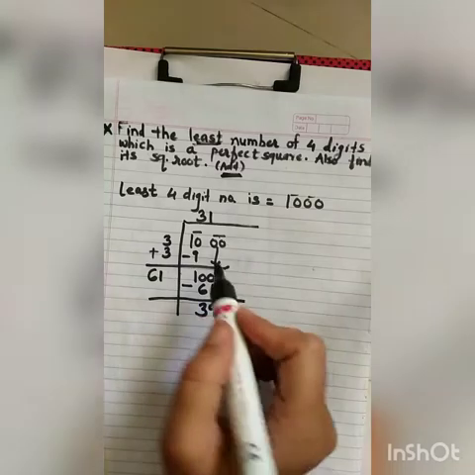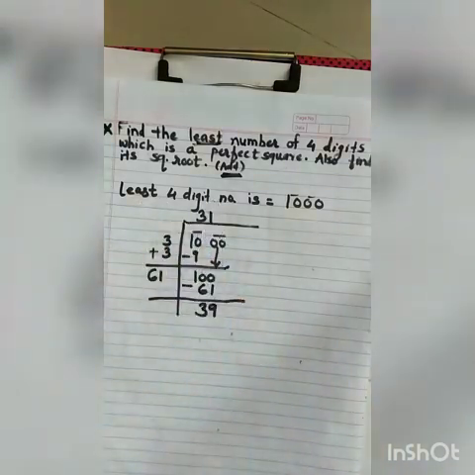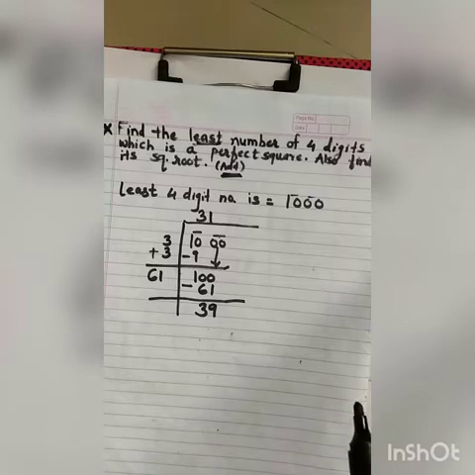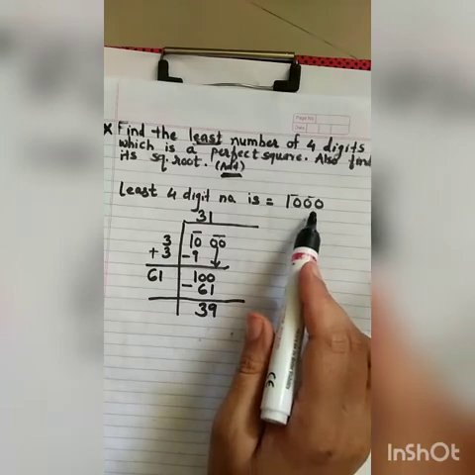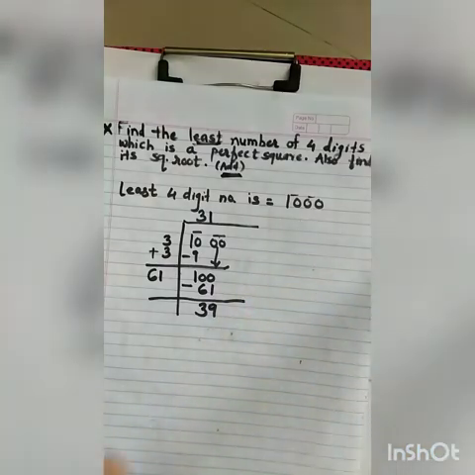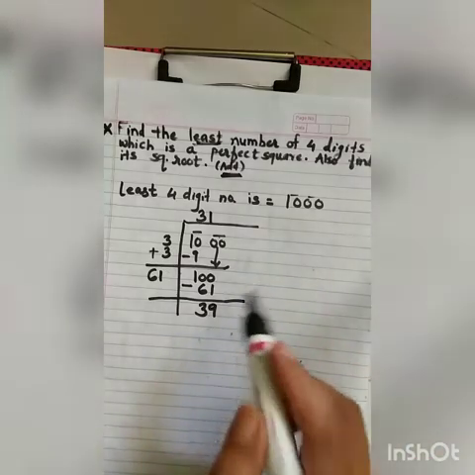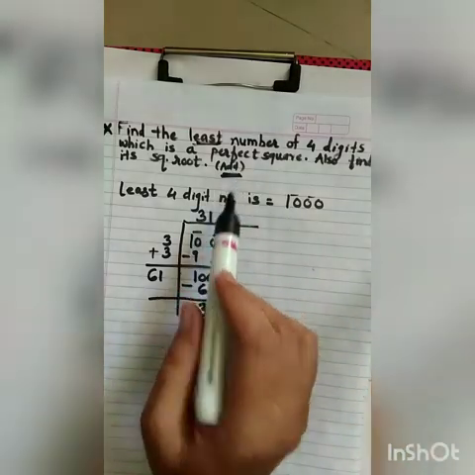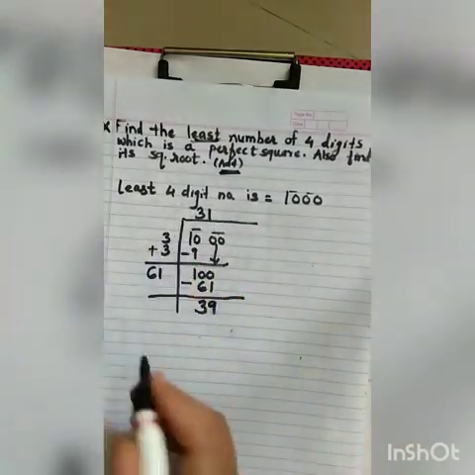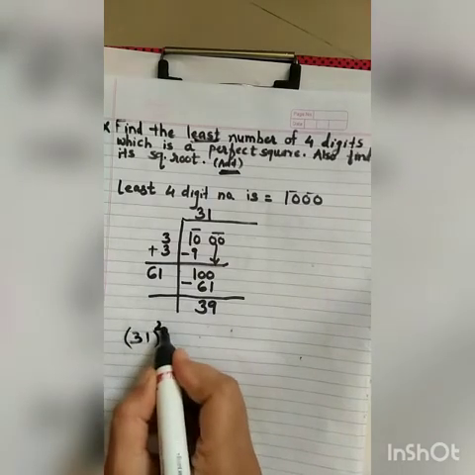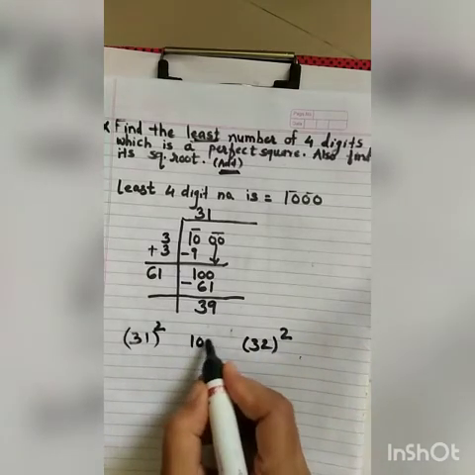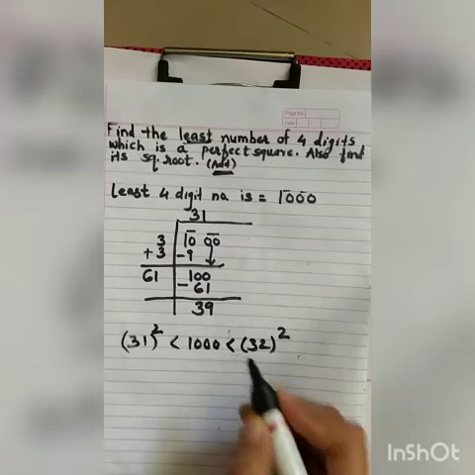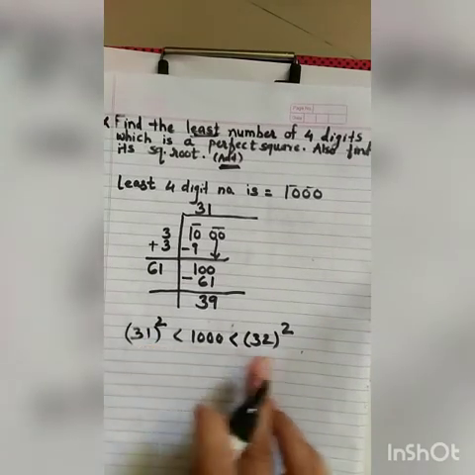Now here it is said the least 4-digit number. So here you cannot subtract, because if you subtract this 39 from 1000, you will get a 3-digit number instead of a 4-digit number. So here we don't have to subtract, we have to add. And for addition, we take the quotient, that is the square of 31, and the next successive number, that is 32, and our number lies between them. So our number lies between the squares of 31 and 32.